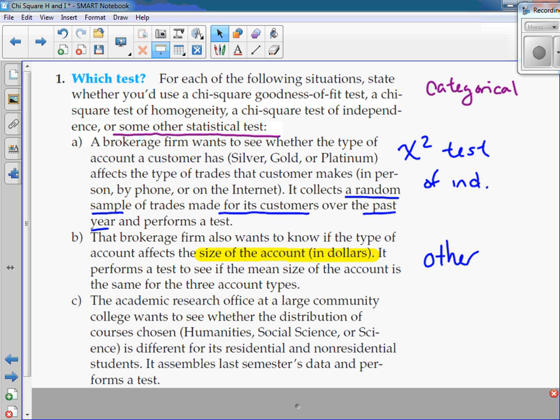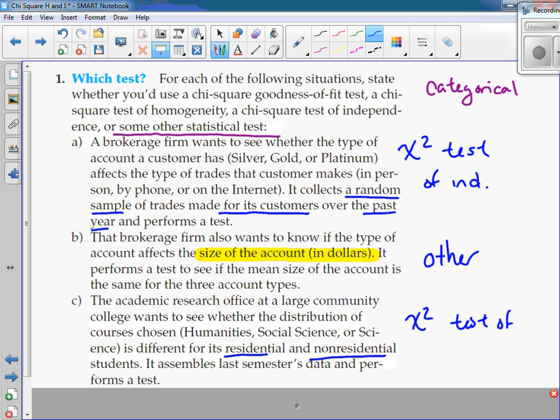Last one on this page. The Academic Research Office at a large community college wants to see whether the distribution of courses chosen is different for its residential and non-residential students. It assembles last semester's data and performs a test. Well, we have two separate populations: the residential population and the non-residential population. So this would be a chi-square test of homogeneity. We're looking to see if residential and non-residential students have the same distribution of courses. Okay?